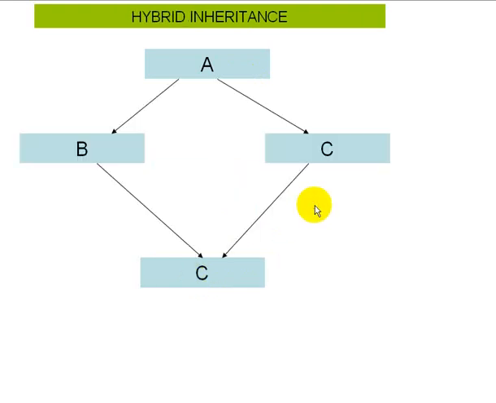And the last one is hybrid inheritance. See, one base class, two derived classes, and from the two derived classes, one more class has been created. So these are the two base classes, B and C, and D is a derived class. So there are a total of 5 types of inheritance.